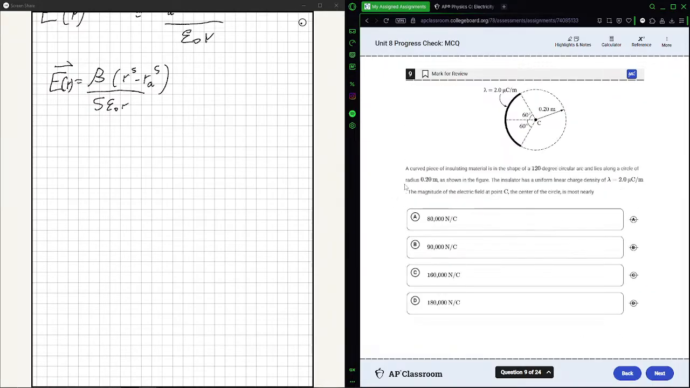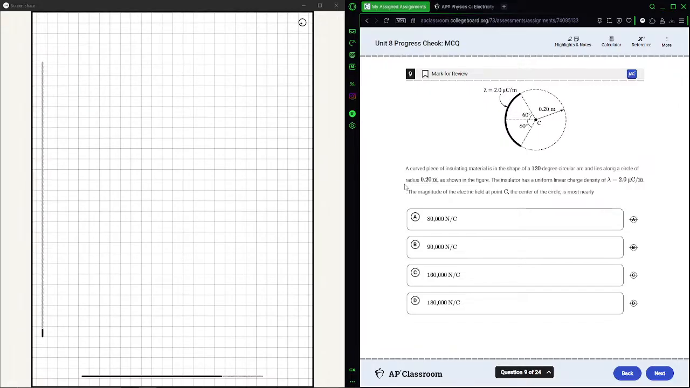Okay, this looks much more interesting. A curved piece of insulating material is in the shape of a 120-degree circular arc. The insulator has a charge. The magnitude of the field at the center is most nearly what? So we're going to use some symmetry arguments here. We know the y component is going to be 0, and the x component is going to be k q over r squared, where r is the distance, which we're given as 0.2 meters. It's just r cosine of theta.